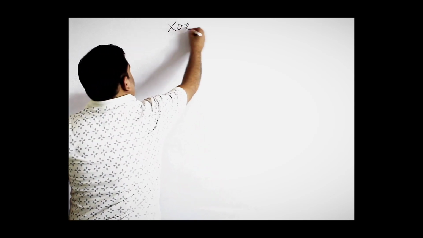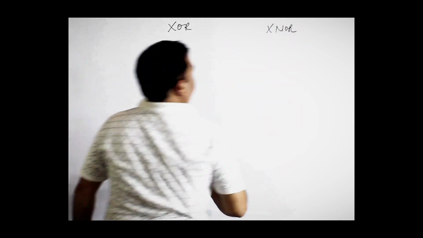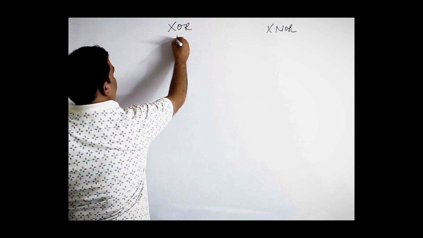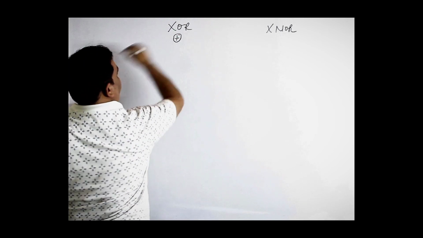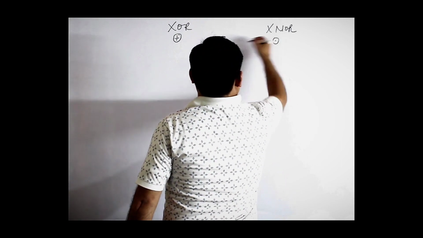Hi students, in this video class I am going to explain the exclusive OR gate and exclusive NOR gate. In short we say XOR and XNOR gate. First of all, the symbol for XOR gate is this one. For XNOR we can write like this.